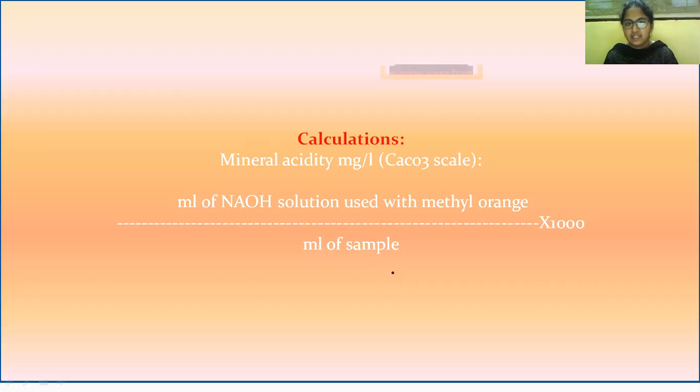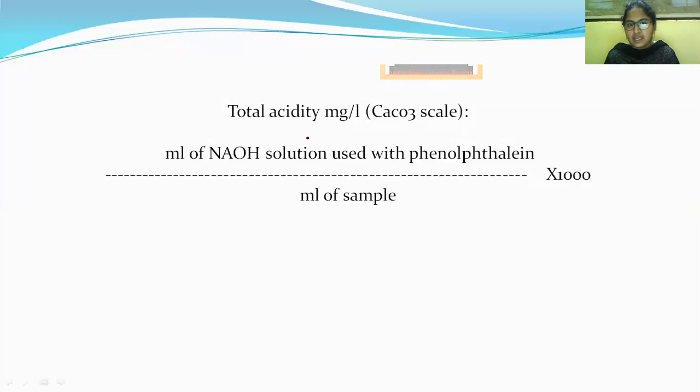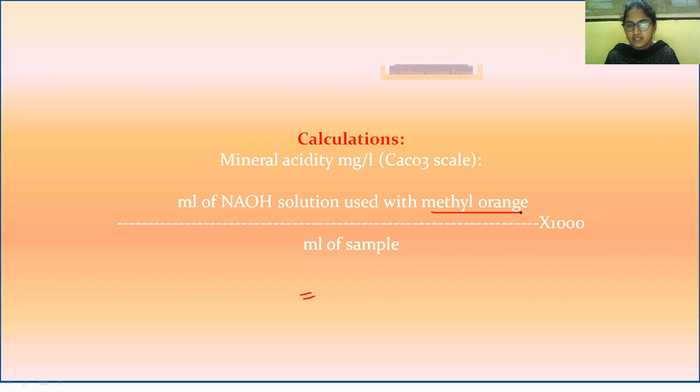Now calculations. Mineral acidity as CaCO3 is equal to ml of NaOH solution used with methyl orange by ml of sample into 1000. Here no value will be there, so it is equal to nil. And then total acidity is for phenolphthalein. For methyl orange, initial value is 0, final value is 0, so no acidity will be present.